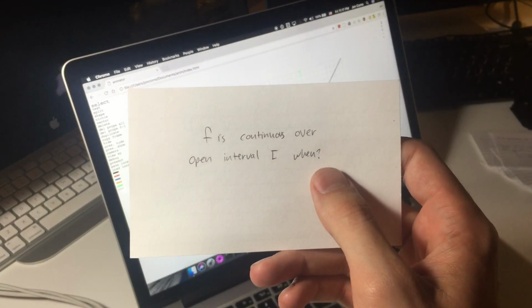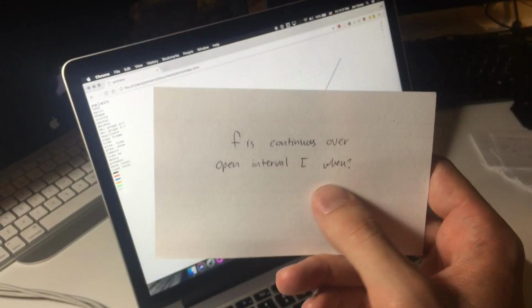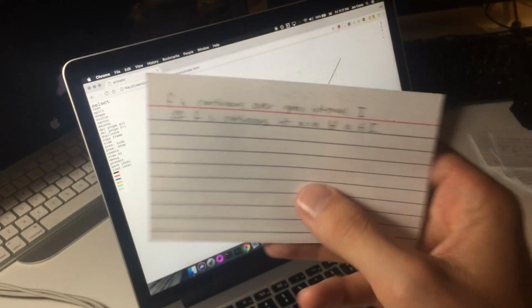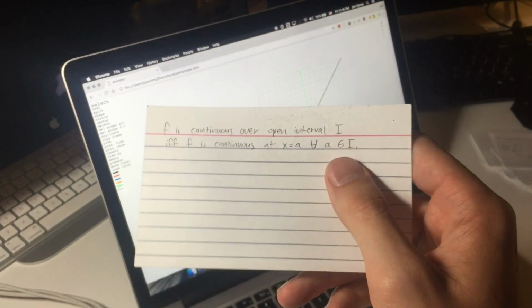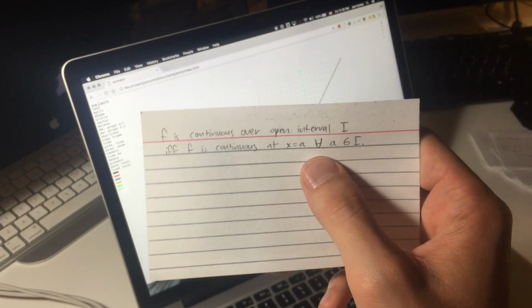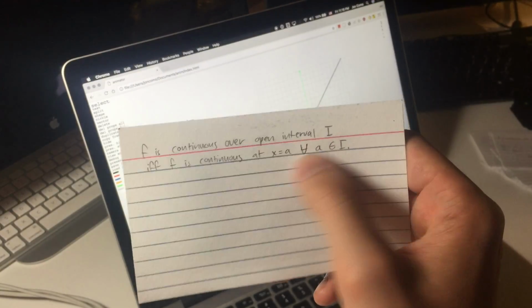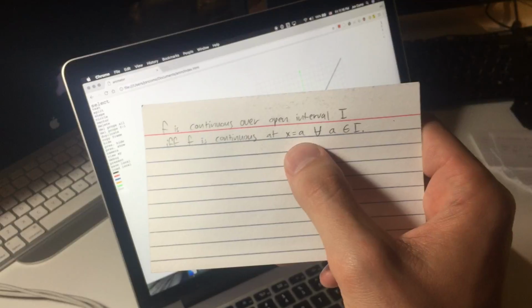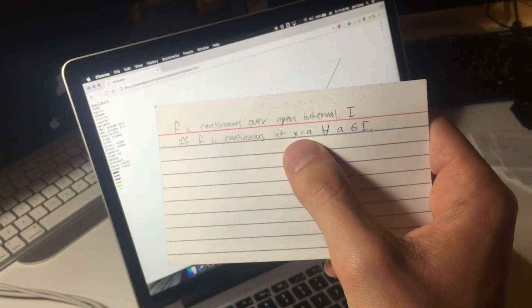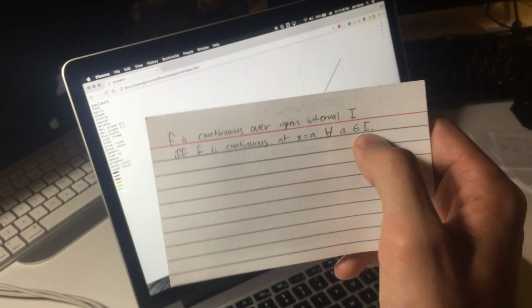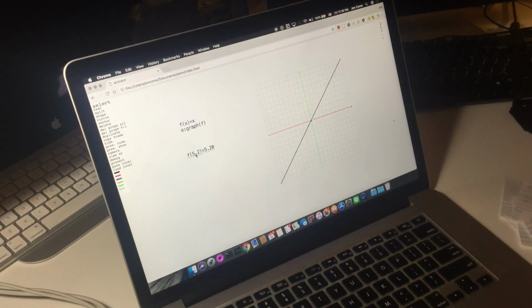F is continuous over an open interval when, this one's kind of obvious, f is continuous over the interval if and only if f is continuous at all the points in the interval. That's what this symbol soup is saying: if it's continuous at x equals a for all a in I. That's it. Limits. We did it. I can't believe we did it.